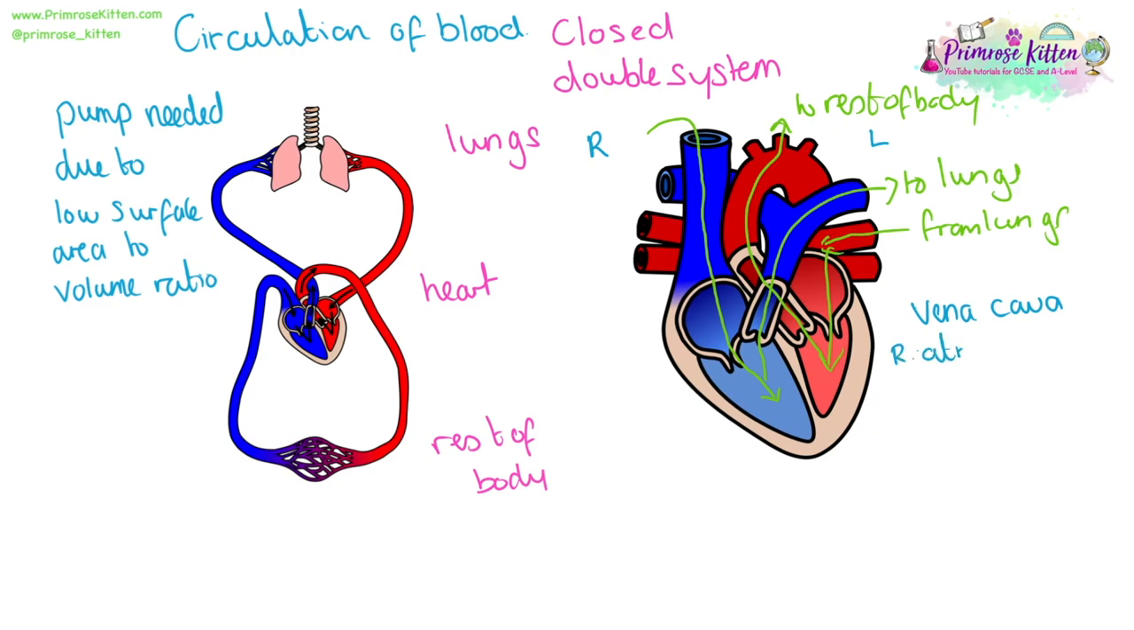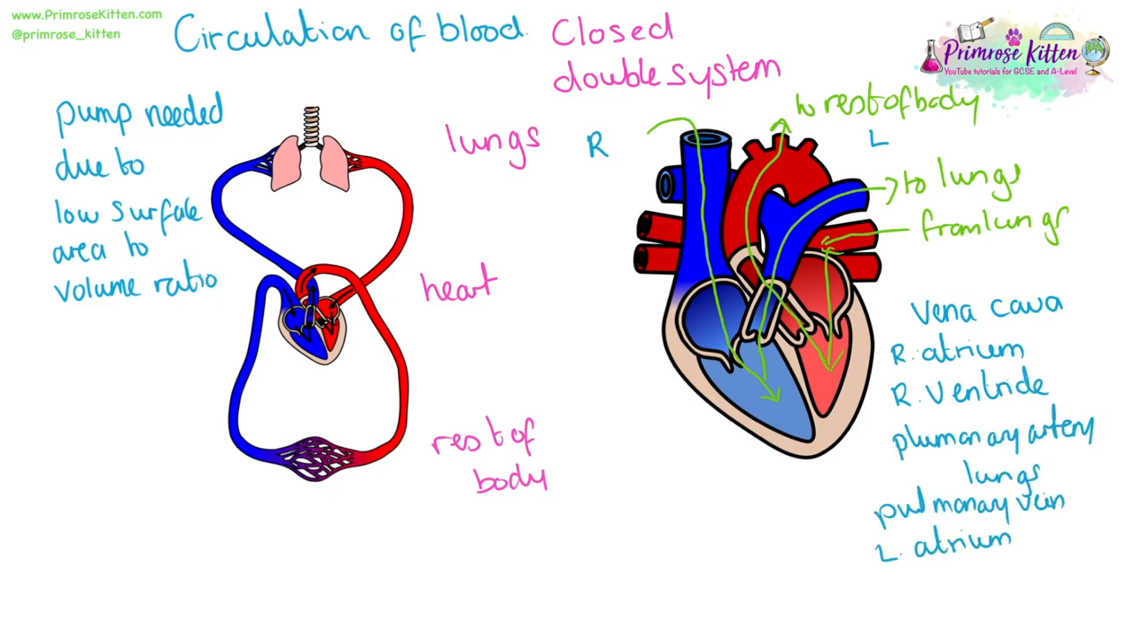The path that blood takes, I'm going to teach you a little trick to help you remember it. So it comes in through the vena cava to the right atrium, then down to the right ventricle, out to the lungs via the pulmonary artery, back to the heart via the pulmonary vein, into the left atrium, down to the left ventricle, and out to the rest of the body via the aorta.